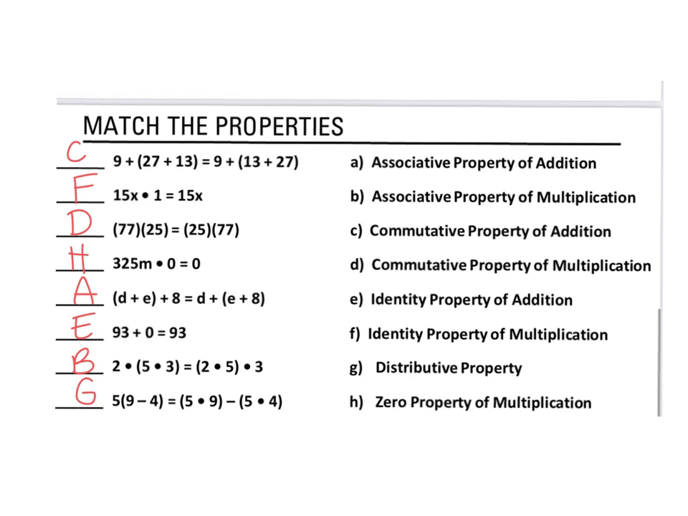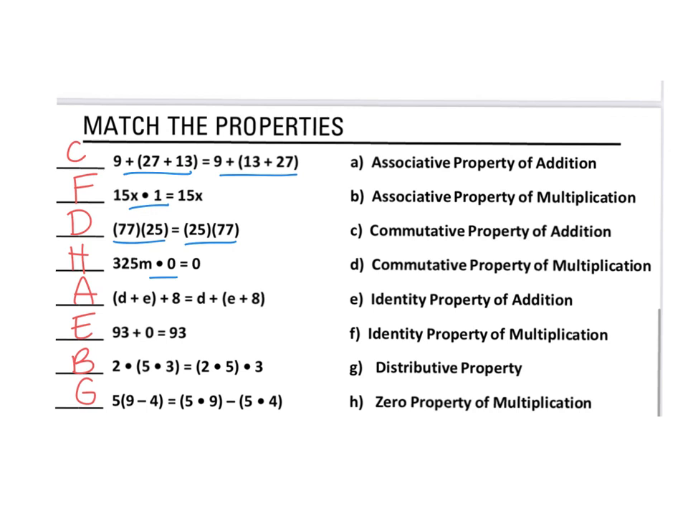All right, for this last slide, I've already filled it out, but I'm going to talk you through it. The first one is C because you can see the order of our number has changed, so that's going to be the commutative property of addition. The next one down is going to be the identity property of multiplication because I multiplied by 1 and I kept the value of 15x the same. The next one is commutative property again because our order has changed, but this is now of multiplication, so that's D. The next one down is zero property because I multiplied a number by 0 to get 0.